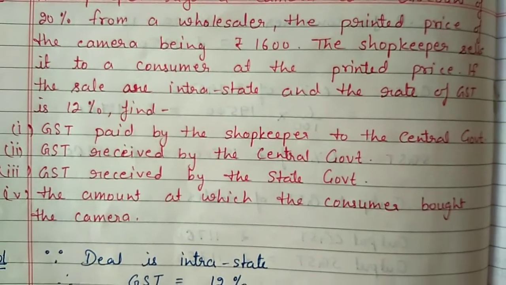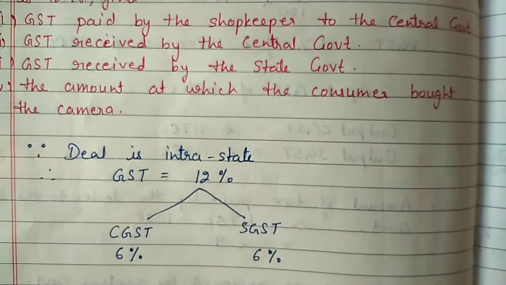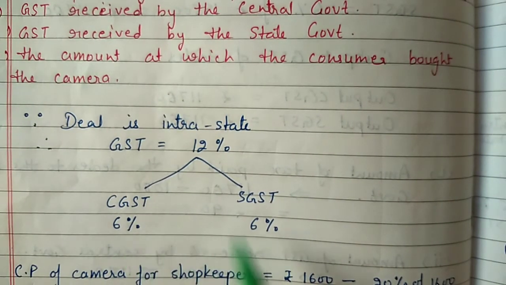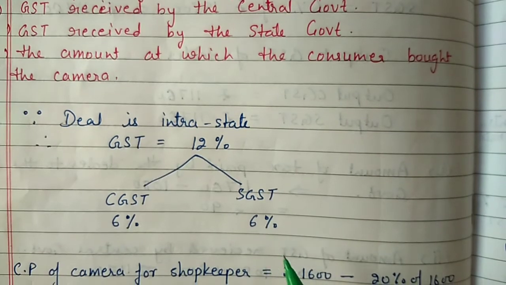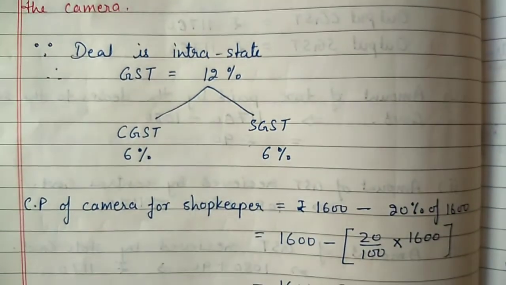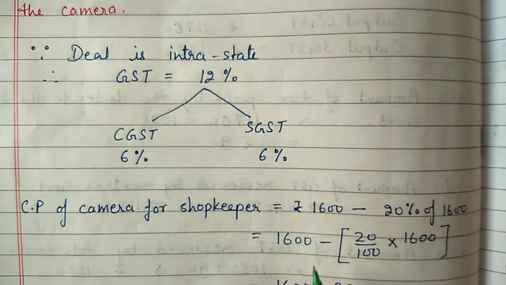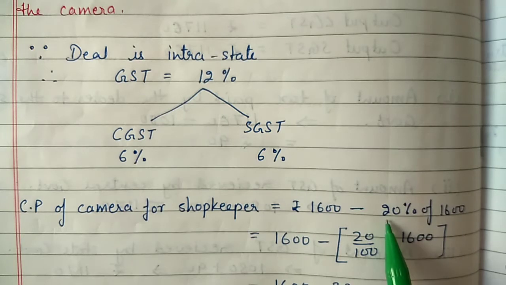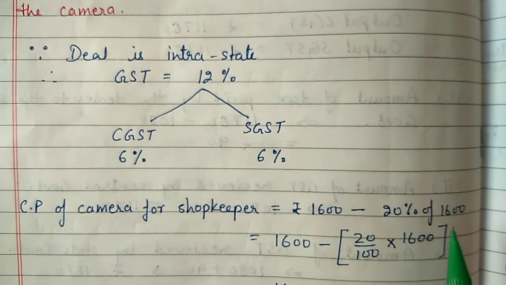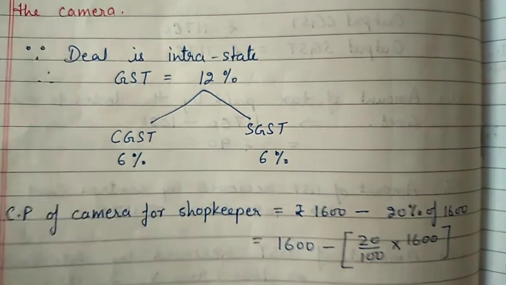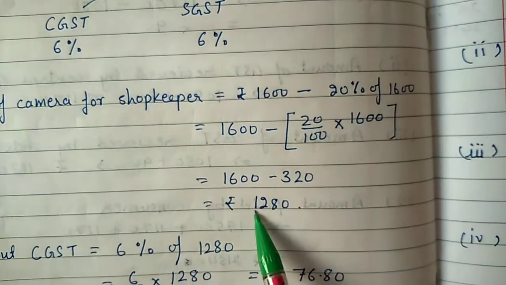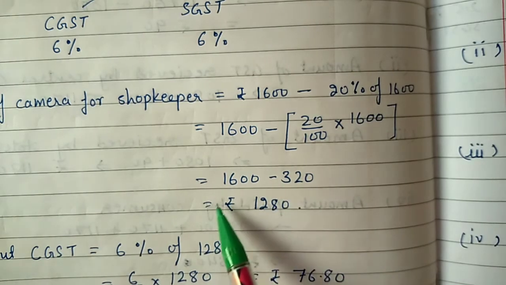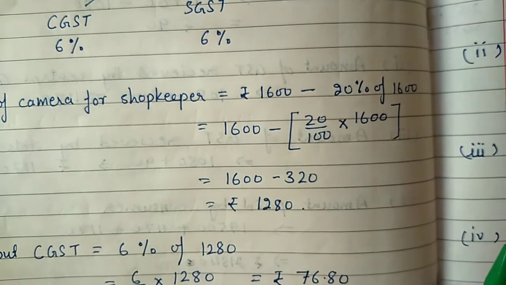So in this question, because this deal is intrastate, the GST of 12% will be divided in half. 6% will go for CGST and 6% will go for SGST. First, the cost price of the camera for the shopkeeper will be 1600 minus 20% of 1600, because the shopkeeper is getting a 20% discount. Calculate it, you will get 1280 rupees. So the shopkeeper will pay GST on this amount, 1280 rupees.